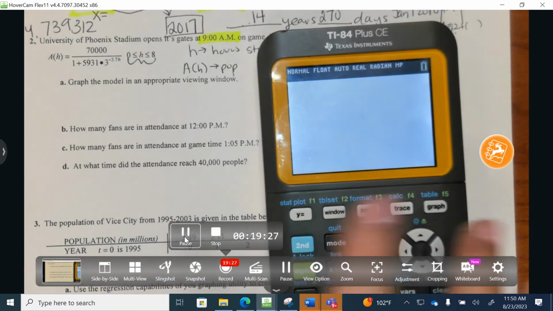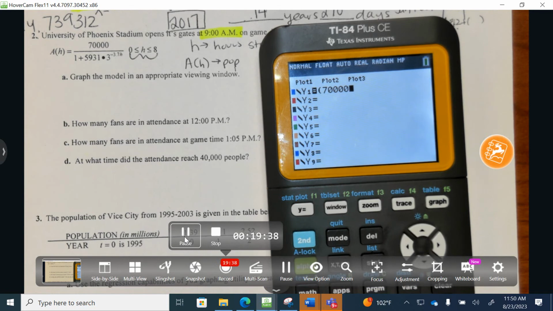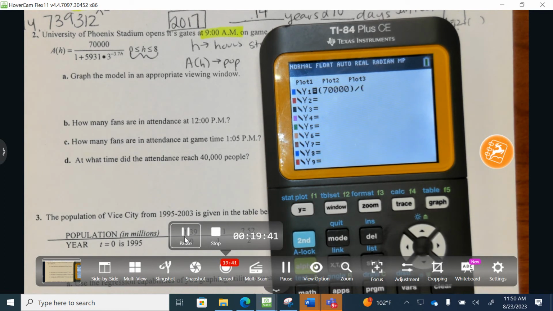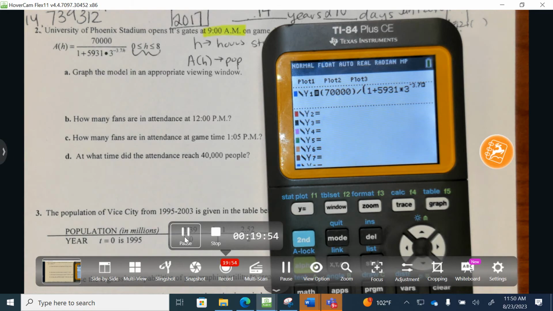Okay, next we're going to come up here. We're going to go to Y equals. And now this is tricky. When you plug this in, we're going to put the numerator and the denominator in parentheses. So I'm going to put 70,000. Yes, that's 4 zeros. Divided by, we're going to start another set of parentheses. 1 plus 5931 times 3 raised to the negative 3.7. Now we don't have an h. We will use an x. I'll use the arrow to bring it back down and make a parenthesis, please.